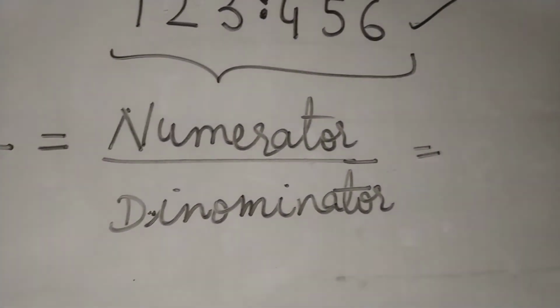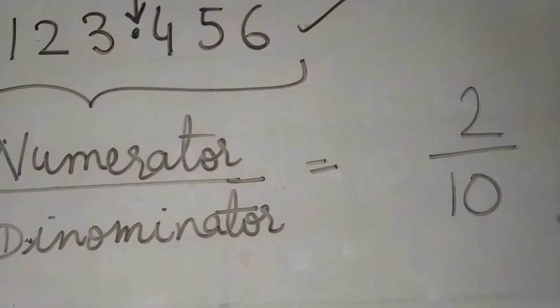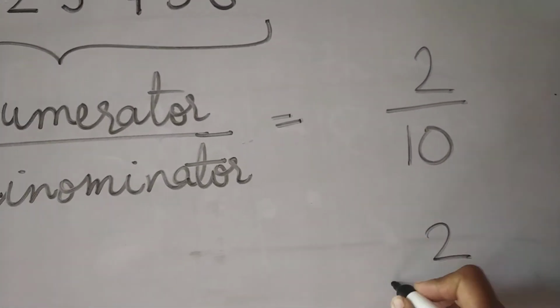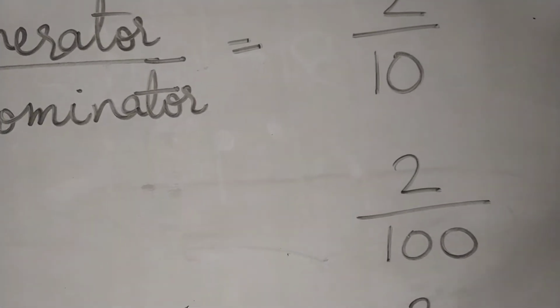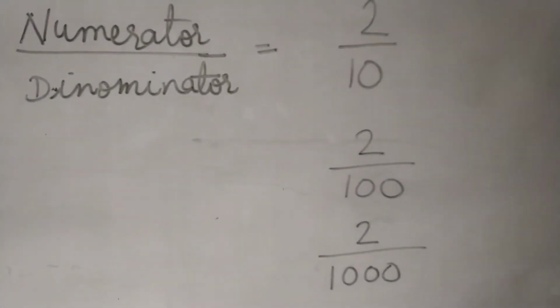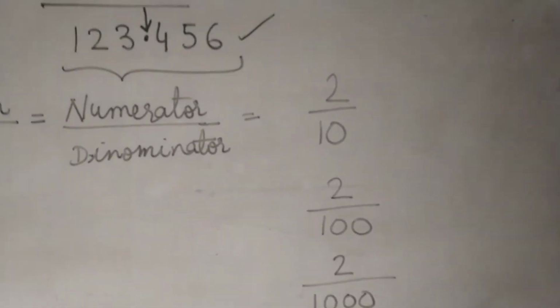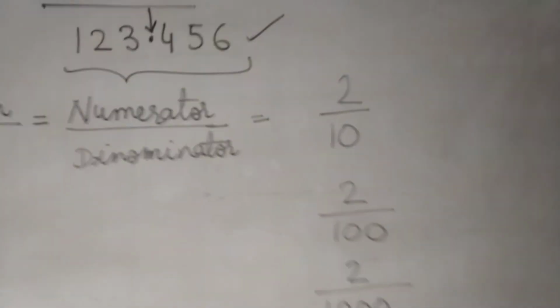Such as if I say 2 upon 10, so 2 upon 10 is a fractional number. If I write it as 2 upon 100 or 2 upon 1000, these all three are fractional numbers. Now we will form decimal numbers with the help of the fractional numbers.